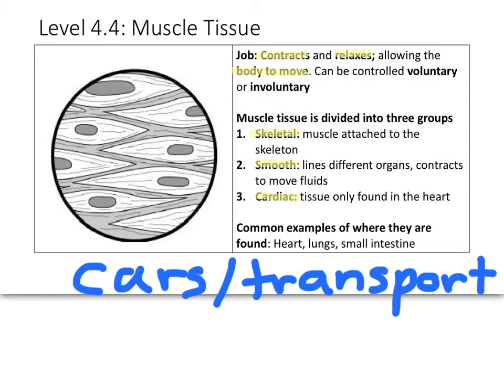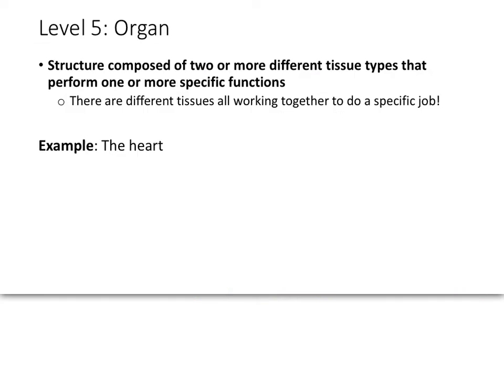So common examples of where you find muscles, well, any part of the body that moves has to have a muscle. So hearts, lungs, small intestines, all of your limbs, they have muscles attached to them. So that is pretty much all of our level 4. Now, when you have different types of tissues coming together, they form organs. So that's our next level. So again, level 5 is organs.